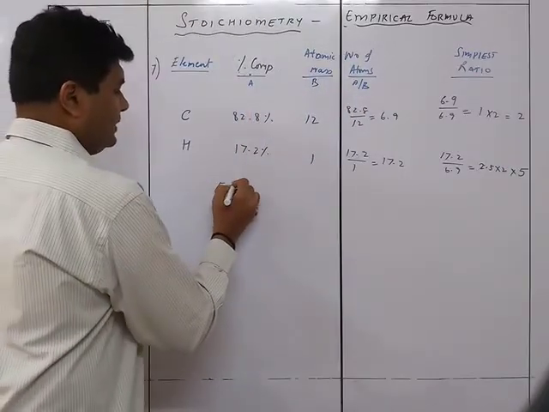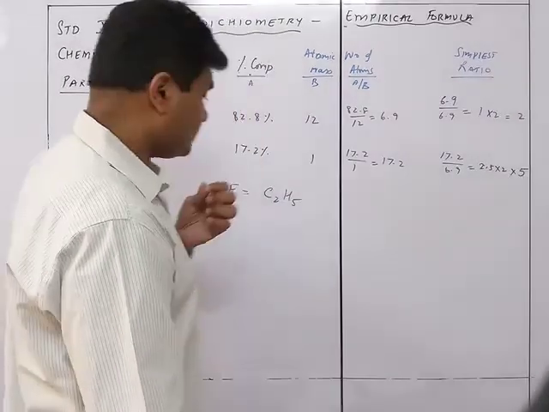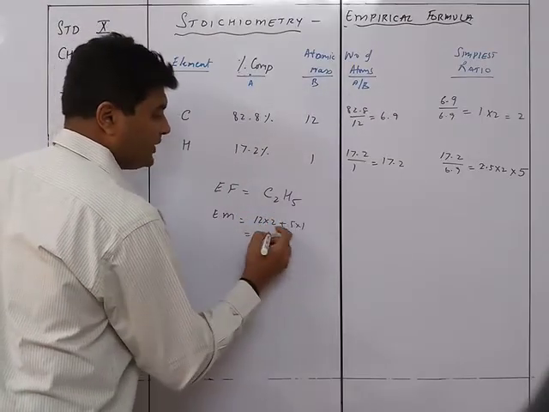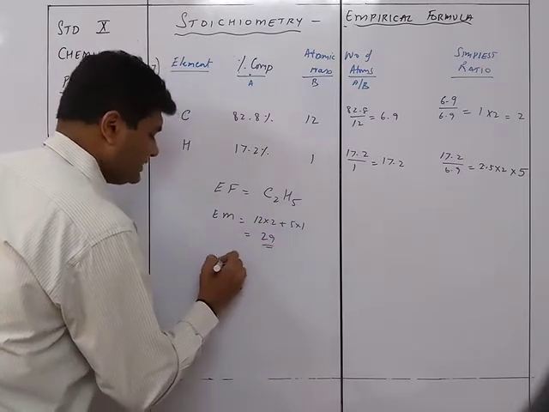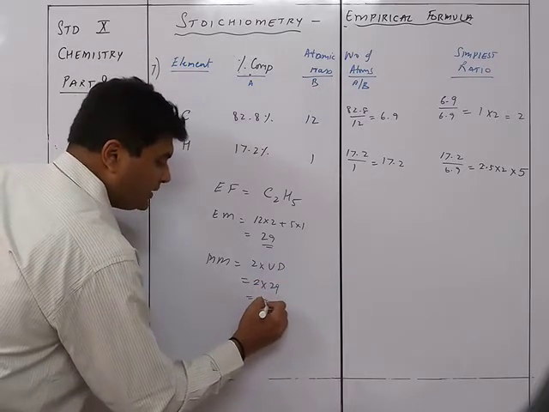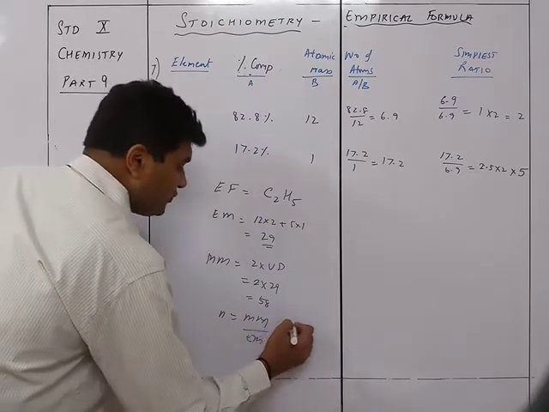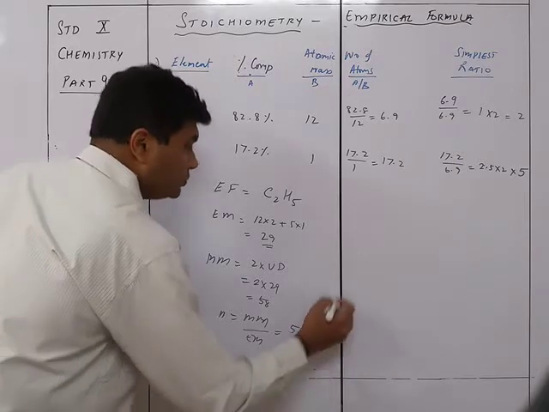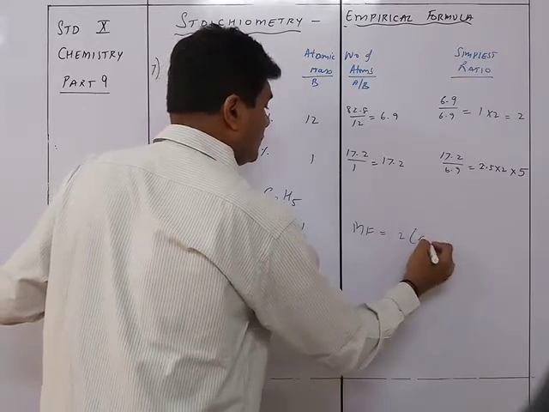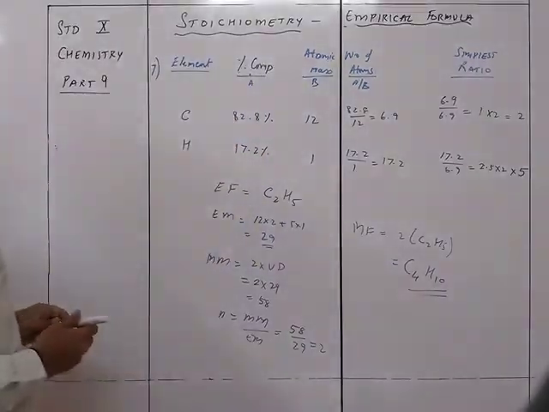So the empirical formula is C2H5, and they have given that the vapor density is 29. So empirical mass is equal to 12 into 2 plus 5 into 1, which is 29. Molecular mass is equal to 2 into vapor density. Vapor density is given as 29, so 2 into 29 is equal to 58. Therefore n is equal to molecular mass upon empirical mass, that is 58 upon 29, which is 2. So molecular formula is n into C2H5, so 2 into C2H5, that will be C4H10. That's the answer for sum number 7.